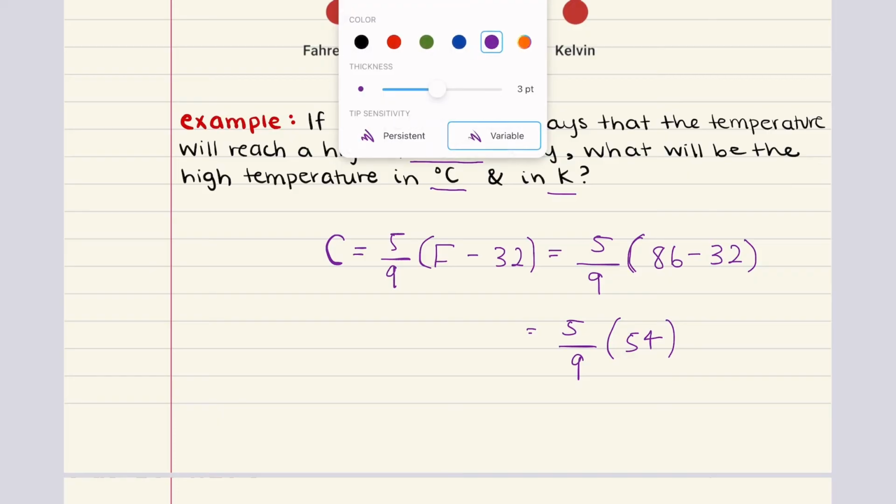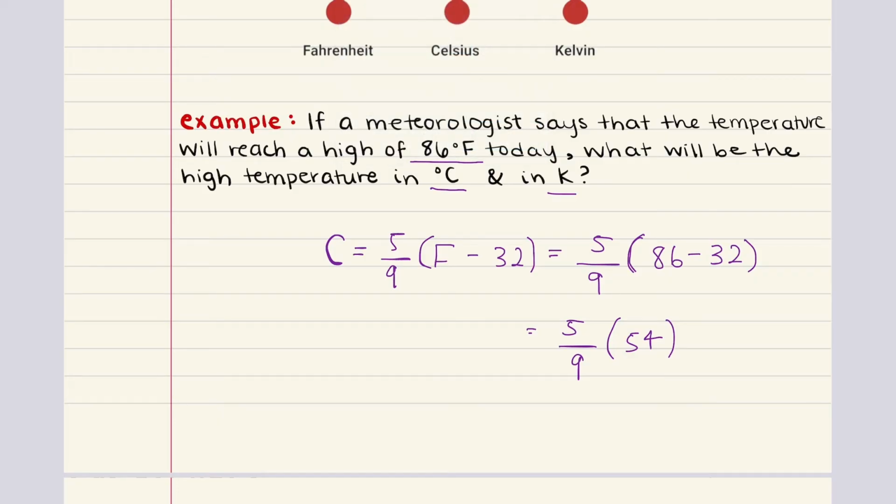Now this multiplication division process can become a little bit easier because 9 and 54 are both divisible by 9. So we're going to divide both of these values by 9. This becomes 1, this becomes 6, and now what we have is just 5 multiplied by 6, and that gives us 30 degrees Celsius. Now, what about converting this to Kelvin, right?